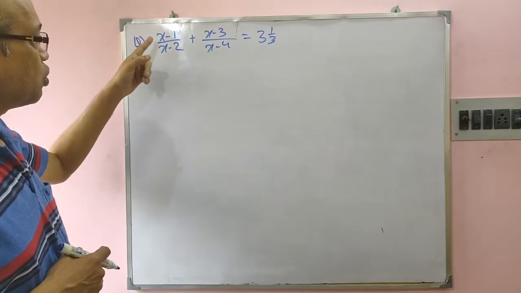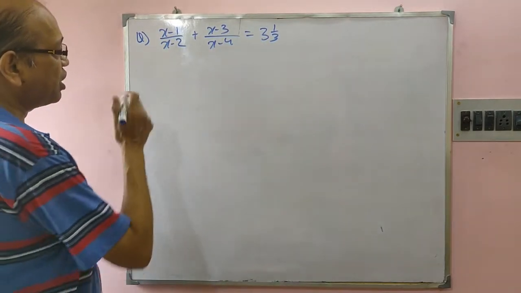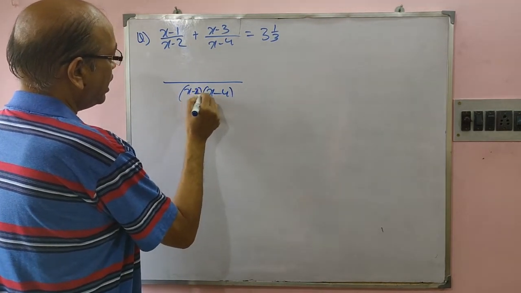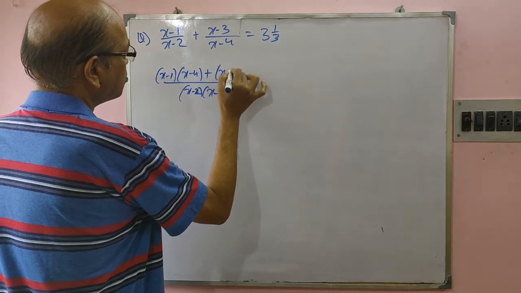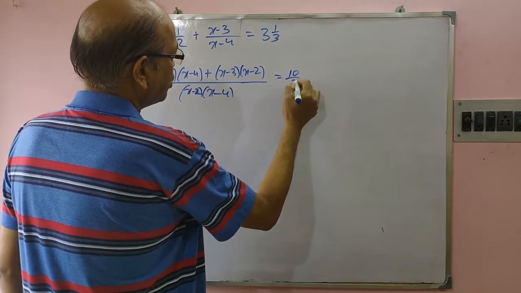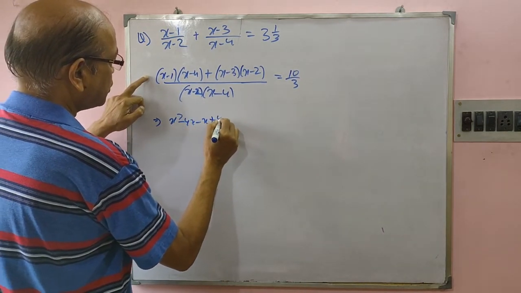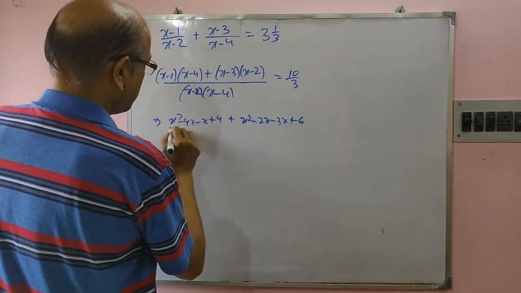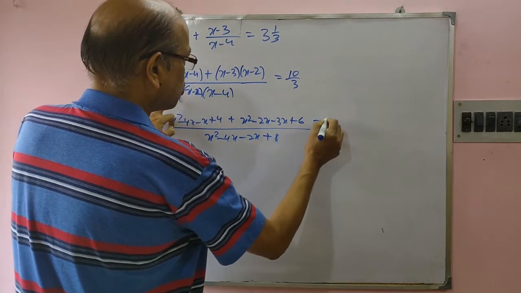Understood? The next question: x minus 1 by x minus 2 plus x minus 3 by x minus 4 is 3 1 by 3. So first take out the LCM here, x minus 2 into x minus 4, and here I will get (x minus 1) into (x minus 4) plus (x minus 3) into (x minus 2) equals, 3 3s are 9, 10 by 3. Now open up this: x square minus 4x minus x plus 4 plus x square minus 2x minus 3x plus 6, by x square minus 4x minus 2x plus 8, equals 10 by 3.